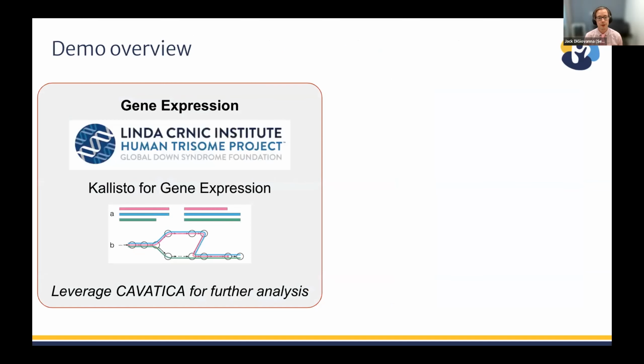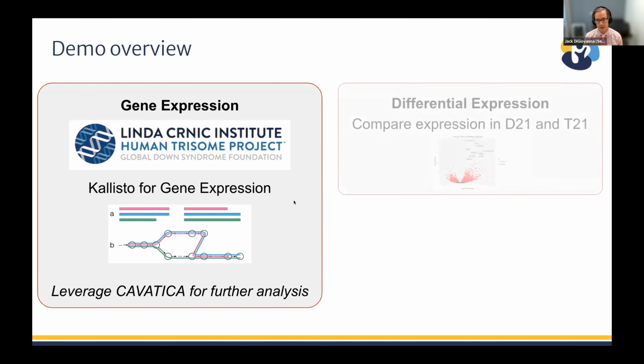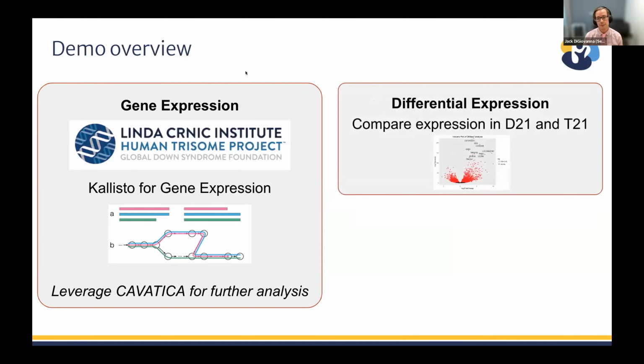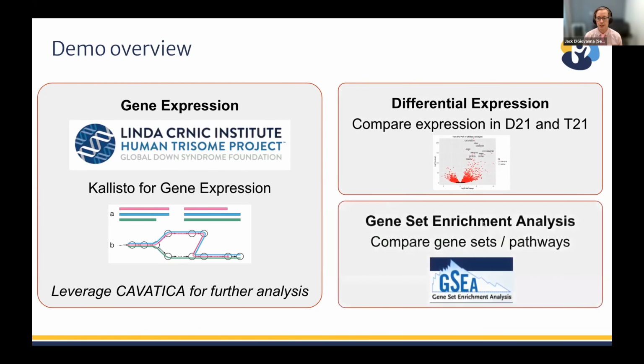The demo today, following up really nicely on JP's demo, we're going to start with gene expression data, which was HTP data that was processed with Kallisto. And we're going to leverage Cavatica for further analysis. That'll be two steps: using DESeq2 for differential expression, and then gene set enrichment analysis. So with that, I'm going to switch to the portal.